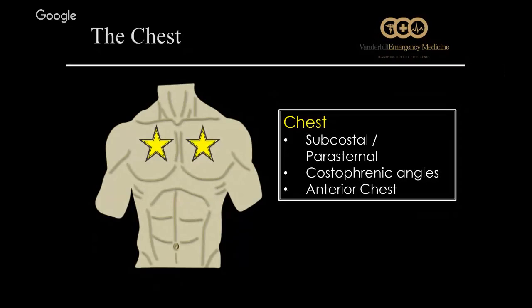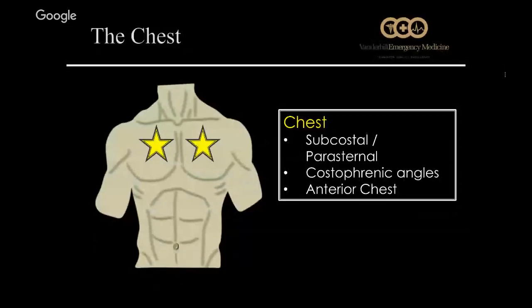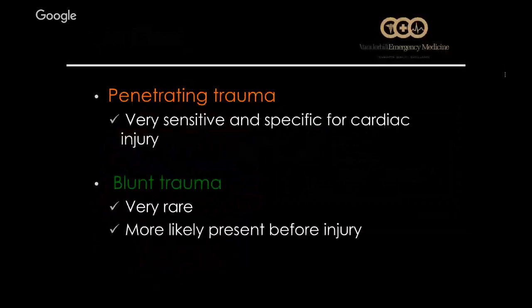Anterior chest, we're going to look for lung sliding, which is going to represent normal lung. And if there's a lack of lung sliding, then we'll look for pneumothorax. So let's do the subcostal view. And this is the fourth view of the traditional FAST exam.